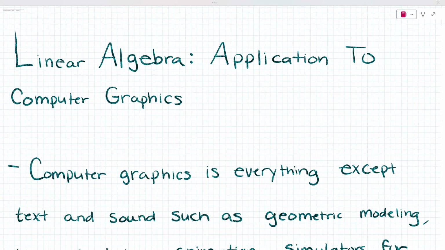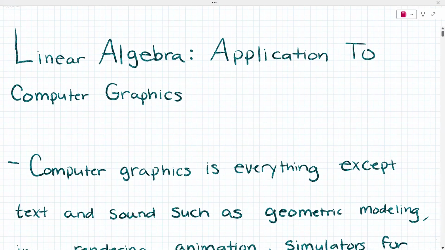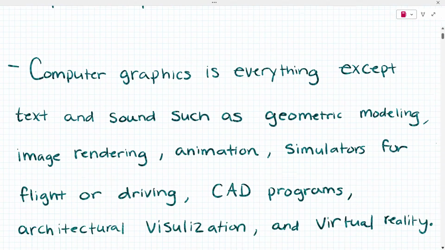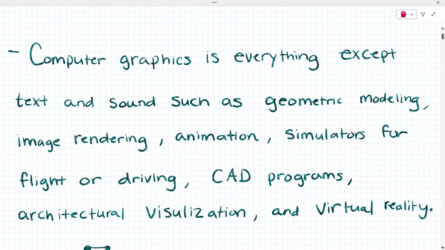Computer graphics is everything except text and sound, such as geometric modeling, image rendering, animation, simulators for flight or driving, CAD programs, architectural visualization, and virtual reality.